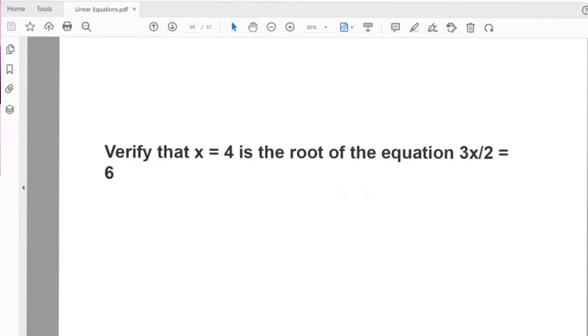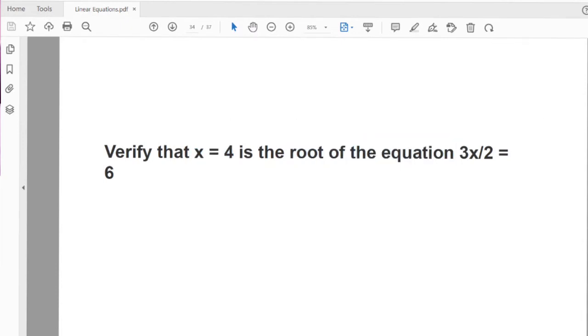So the first question is: verify that x equals 4 is the root of the equation 3x by 2 equals 6. What we need to find here is whether x equals 4 is the root of the equation or not.